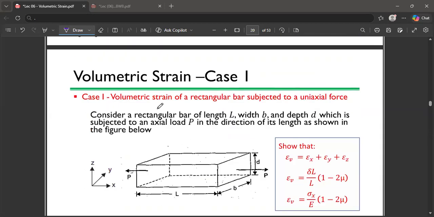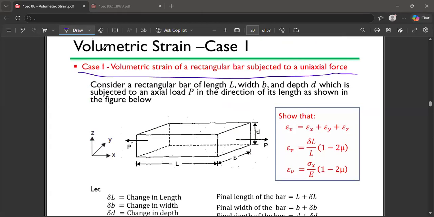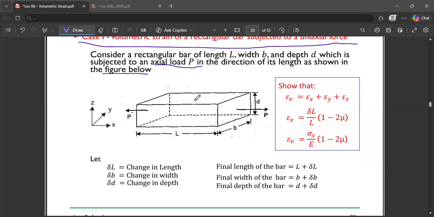Okay. So for case 1, we are saying the volumetric strain of a rectangular bar subjected to a uniaxial force. And this is what we are actually focusing on in our investigation. So, consider a rectangular bar of length L, width B, and depth D, which is subjected to an axial load P in the direction of length as shown in the figure below. Okay, so this is the length, this is the breadth, and this is the depth.